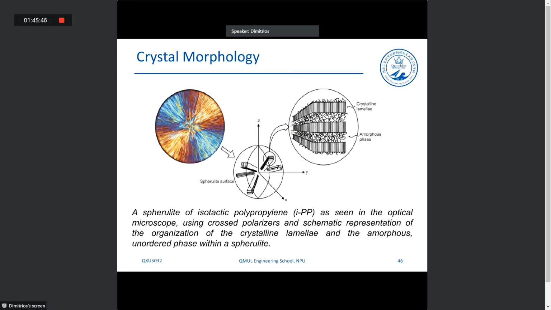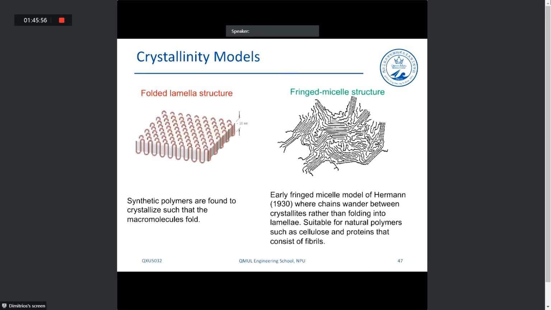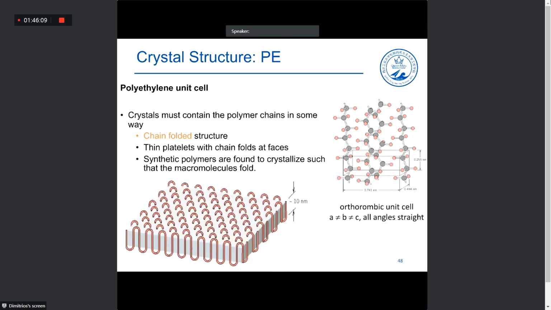Again, this is what we saw earlier. This is for isotactic polypropylene. We can have crystalline lamellae and amorphous phase. And the different types of crystallinity models, the folded lamellar structure or the fringed micelle structure. Okay. And yeah, this is for polyethylene. Essentially, if we can fabricate this, if we have solution grown.